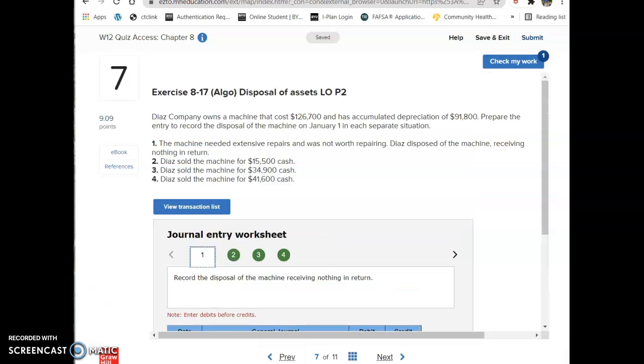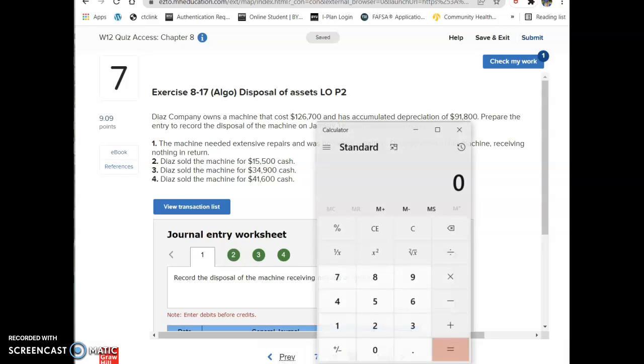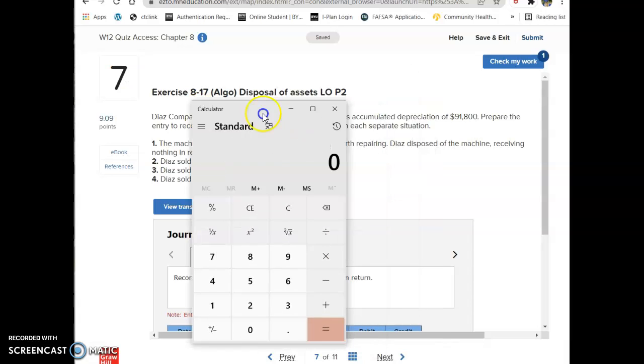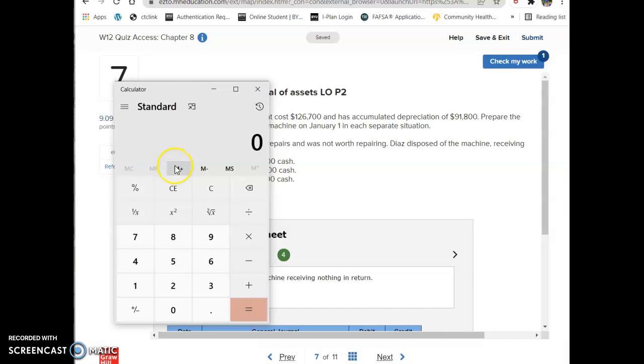Let's see if I can grab a calculator here. Okay, so right off the bat, we're just going to do the 126,700 minus that depreciation to get the book value of 34,900. And what this is basically what they're losing out on, since they are discarding this machine and receiving no money for it. So this is basically a loss of $34,900.